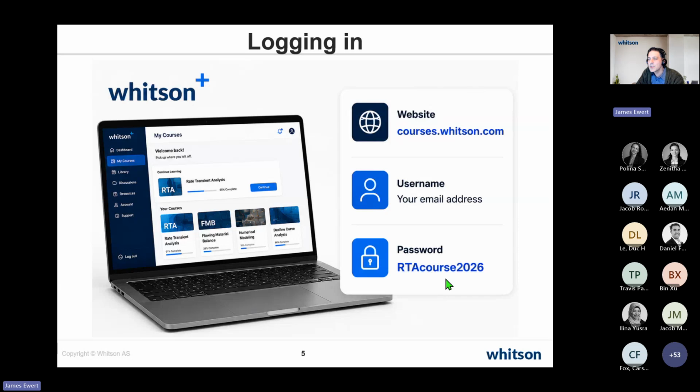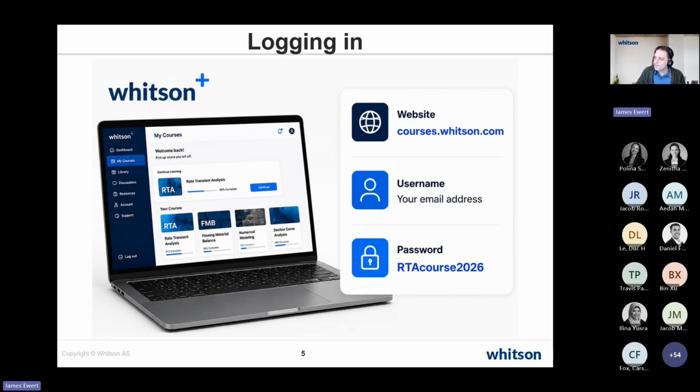So let's go back here. Everyone, if you can log in, go to courses.whitson.com, use the email address that you used to register, and use this password that you see on the screen right here. If you have a problem, please drop a message into chat. We have people online that can assist you. Or you can also email support@whitson.com. So I'll just give everybody a moment to log in. I will take a sip of coffee, and then we'll get started.